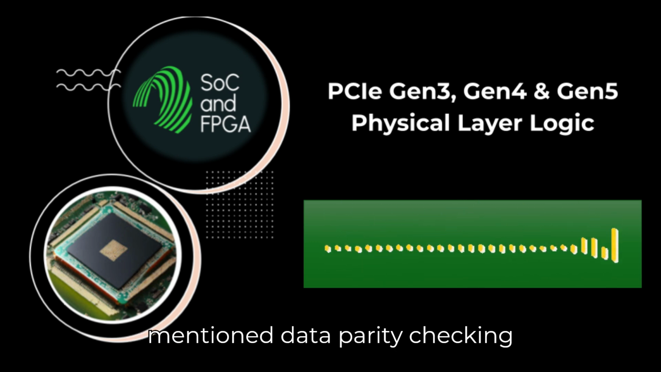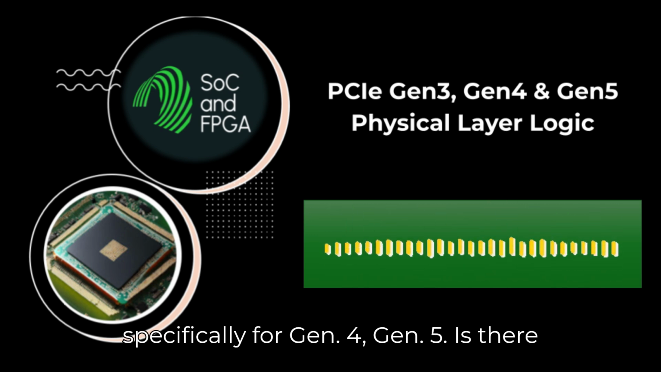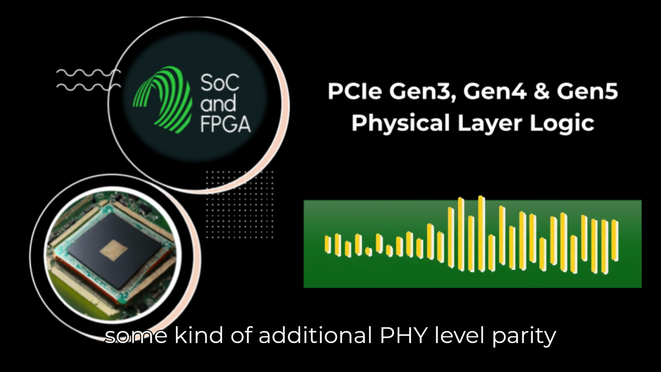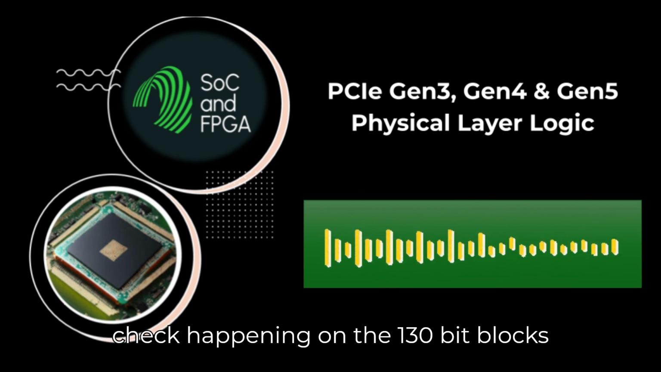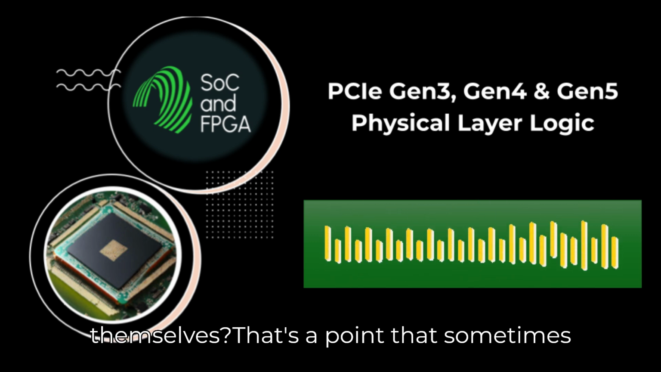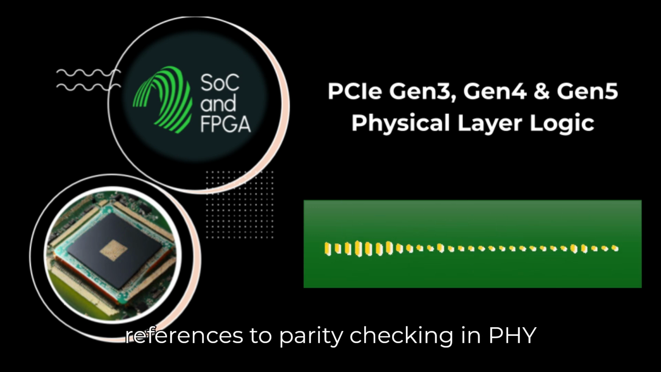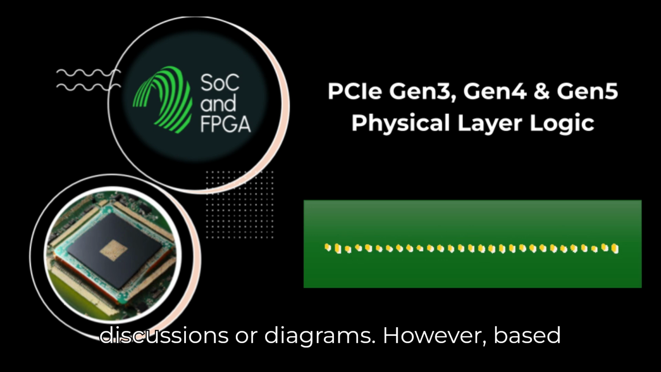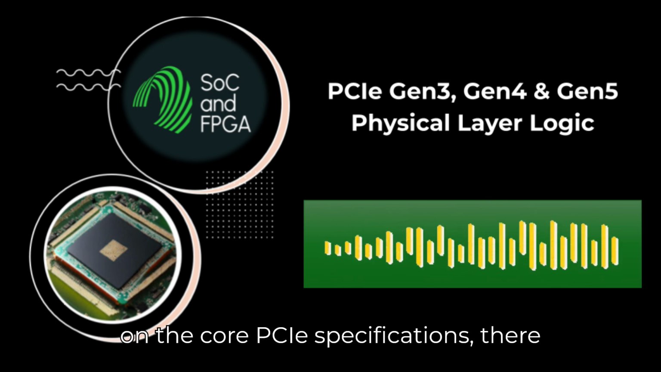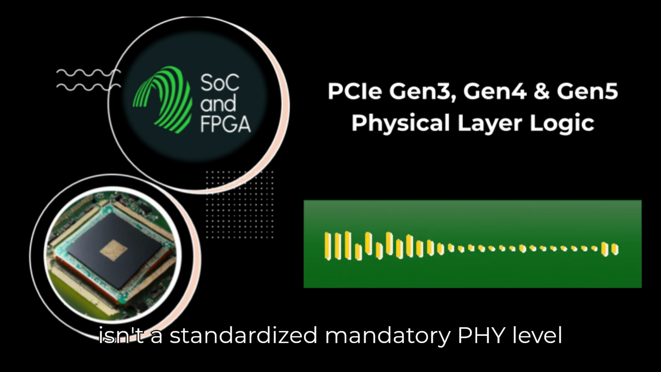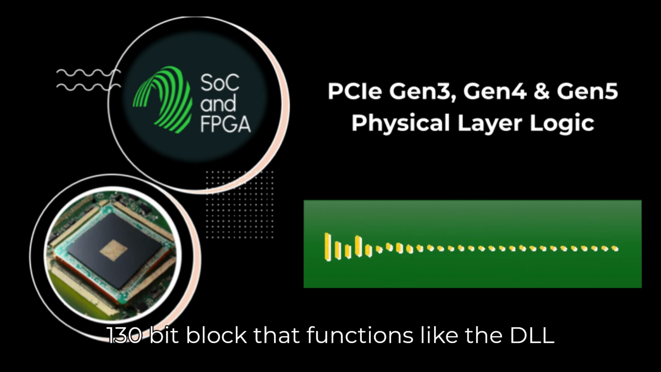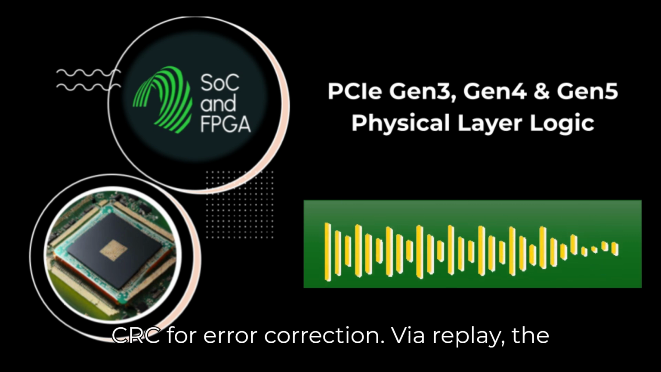But our outline mentioned data parity checking specifically for Gen 4, Gen 5. Is there some kind of additional PHY-level parity check happening on the 130-bit blocks themselves? That's a point that sometimes causes confusion. You might see references to parity checking in PHY discussions or diagrams. However, based on the core PCIe specifications, there isn't a standardized mandatory PHY-level parity check applied across the entire 130-bit block that functions like the DLL CRC for error correction via replay.